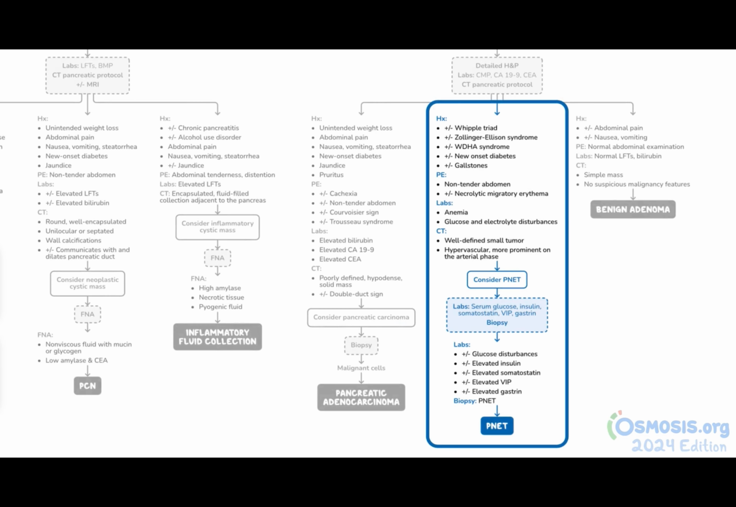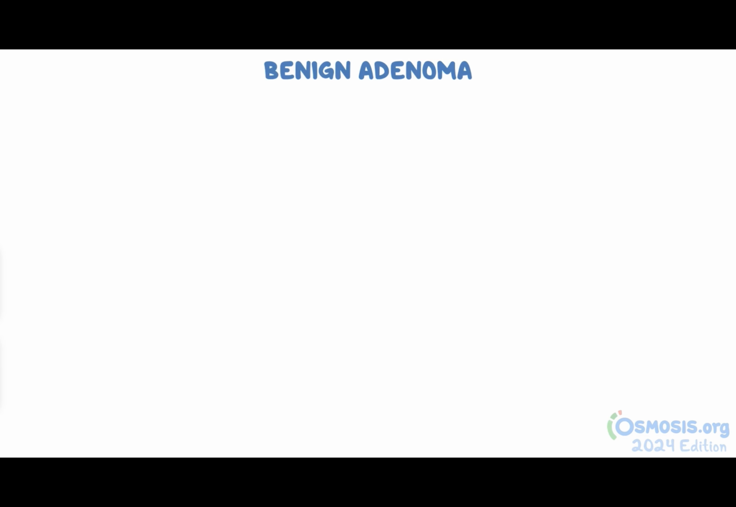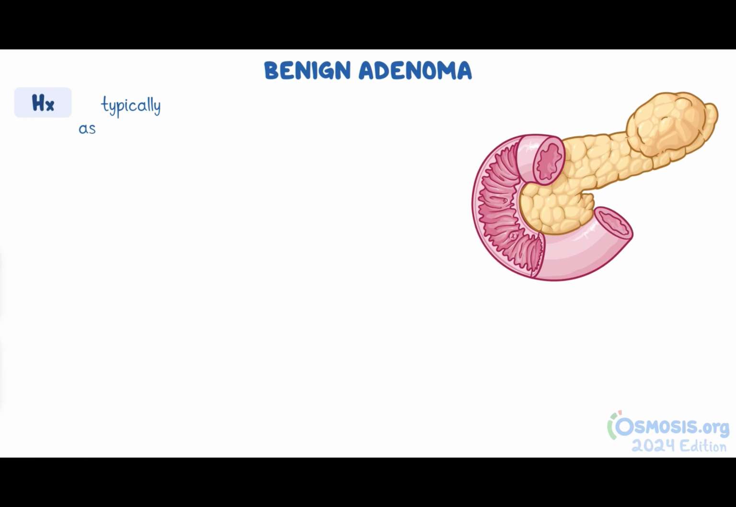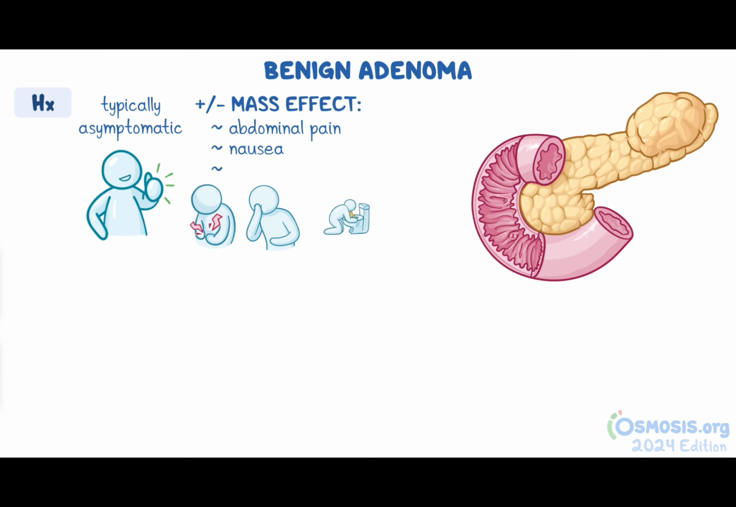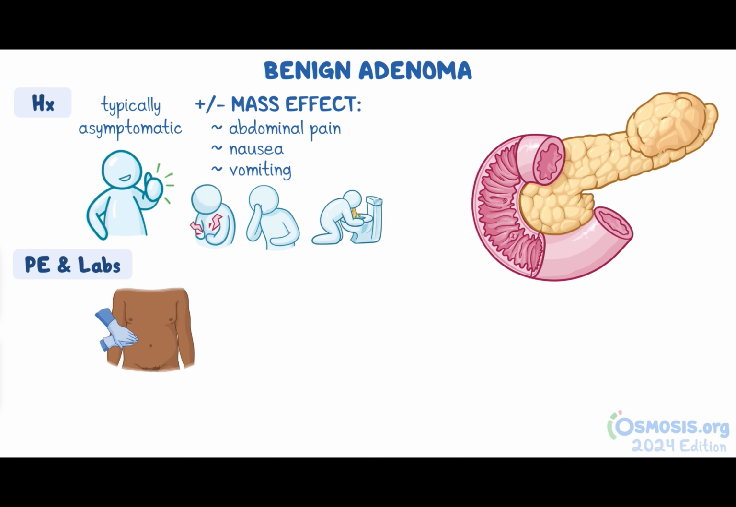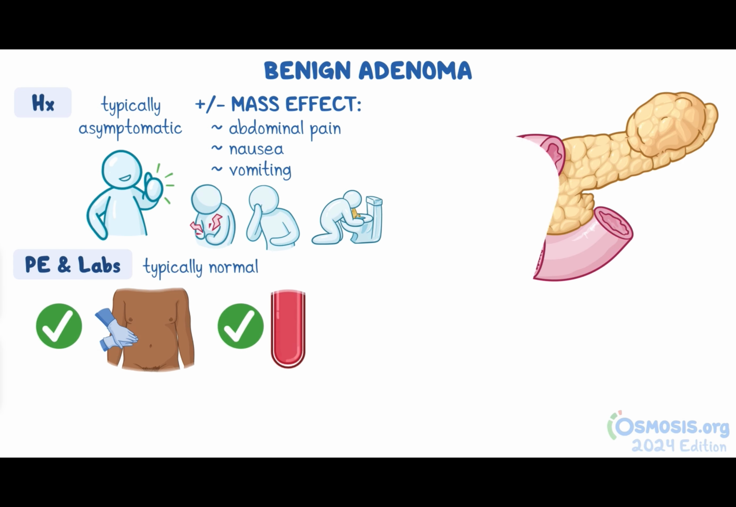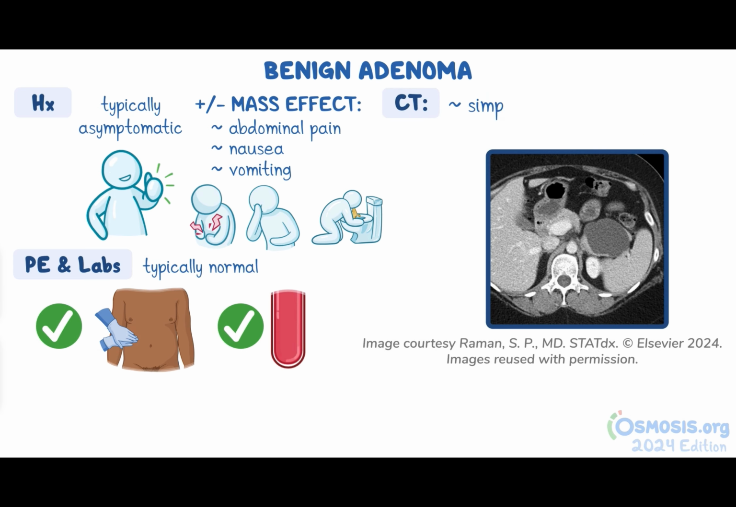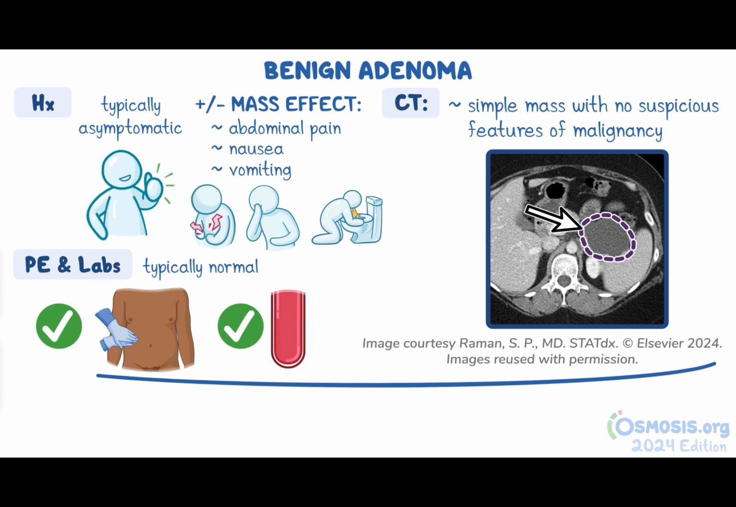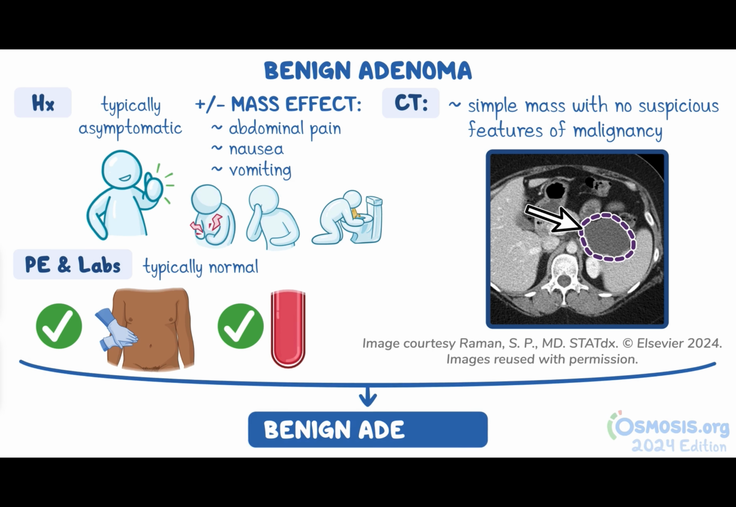Finally, let's go back and talk about our benign tumors, like an adenoma. These are typically asymptomatic. However, if they are large in size, they can cause mass effect like abdominal pain, nausea, and vomiting. Physical examination and labs such as LFTs and bilirubin are typically normal, while CT will show a simple mass with no suspicious features of malignancy. With these findings, you can diagnose a benign adenoma.